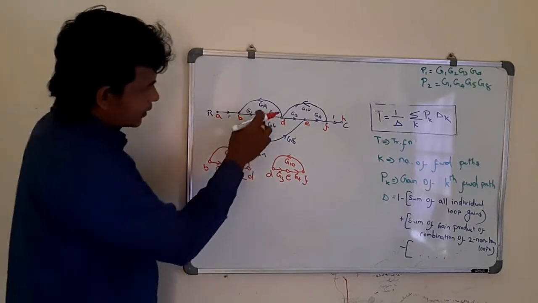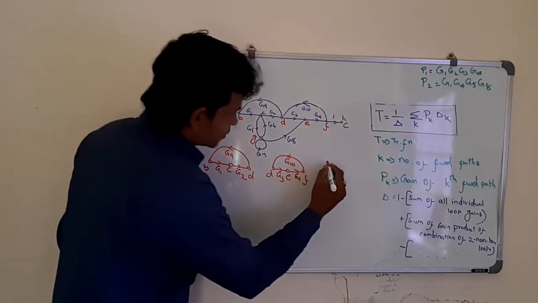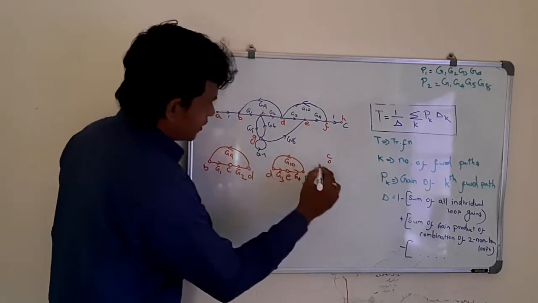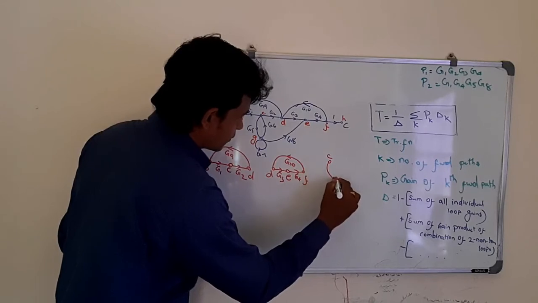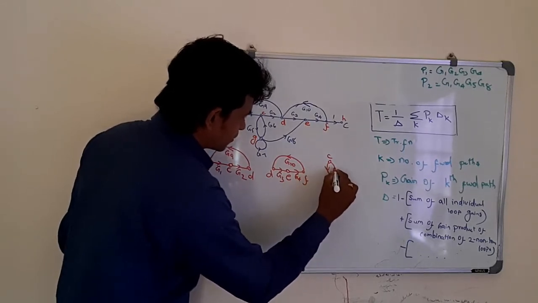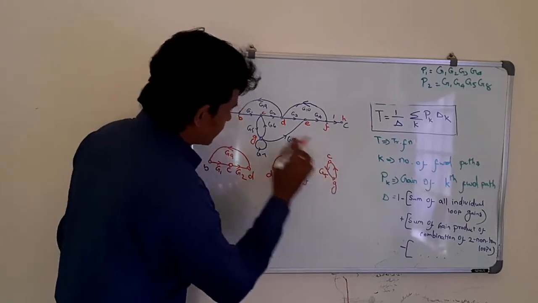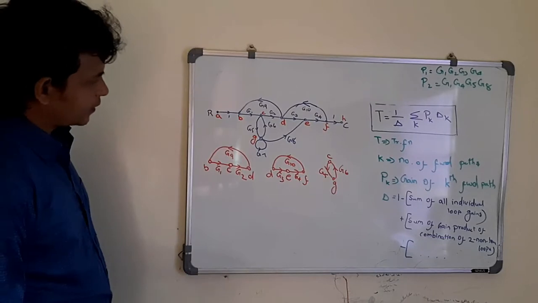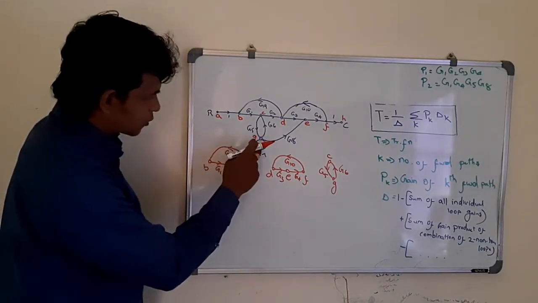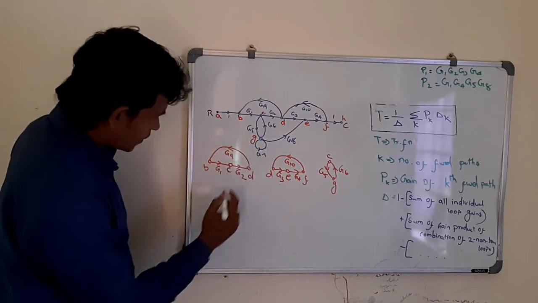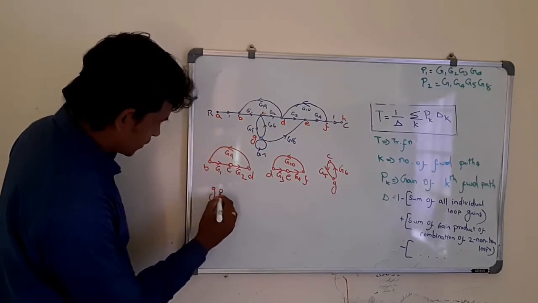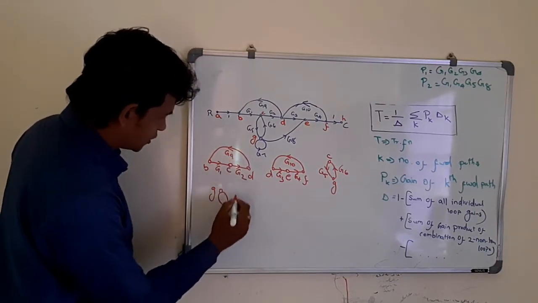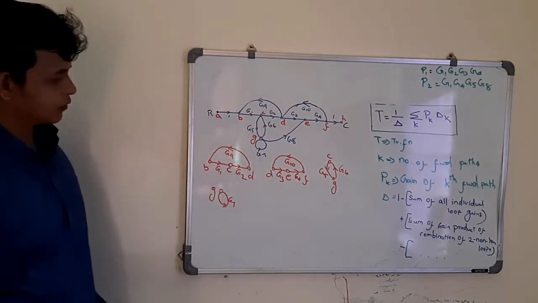Then this is one closed path between C and G. Here we have C, here we have node G, and this is one closed path from C to G and again G to C. Here the gain is G5, here the gain is G6. Do we have any other closed path? Yes, this is one closed path. G is a simple loop without touching any node other than node G. So here the gain is G7.